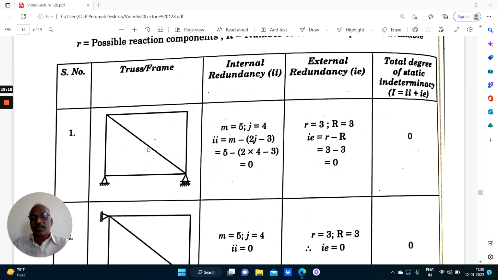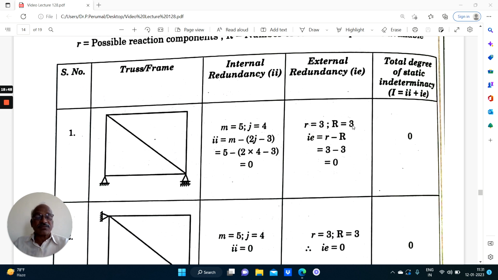Now, here m equal to 5. There are 5 members, 4 outside members and 1 diagonal member. There are 4 joints, so 1, 2, 3 and 4. So m minus 2j minus 3 equal to 0. Coming to external redundancy, small r stands for the number of reaction components possible, that is 2 plus 1 equal to 3.